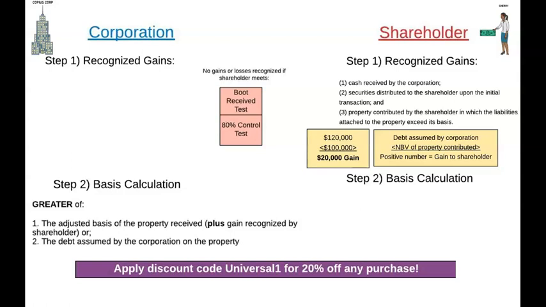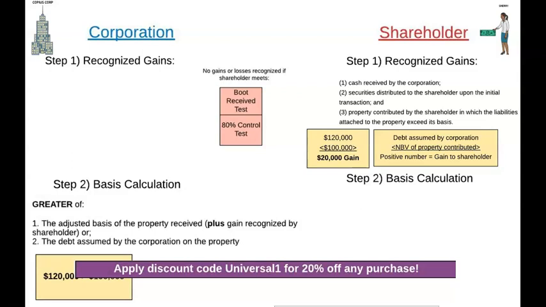Okay, so going back to our example again. Sherry contributes property that is worth $100,000. That property still has a mortgage of $120,000 that Sherry has to pay off. So the basis to the corporation is $120,000 because it is the greater of the two.